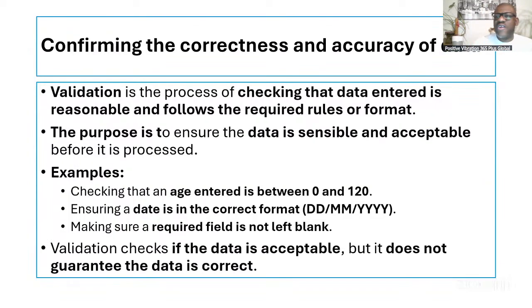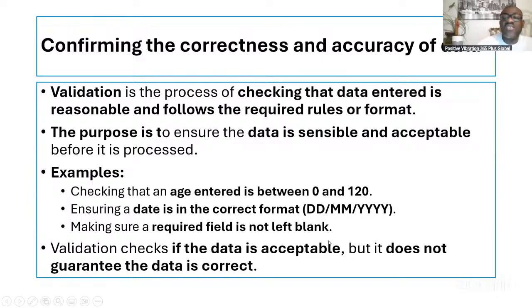So the next thing we're going to recap as it relates to information processing this evening is how do we know when the data or the information is correct and also accurate? Now, there are two steps that we need to be familiar with. One of them is validation. What is validation? It is really checking that the data that is entered is reasonable and that it follows the required rules or format.